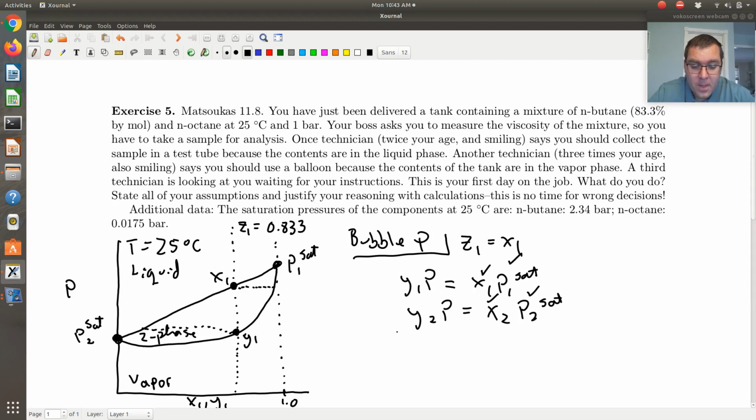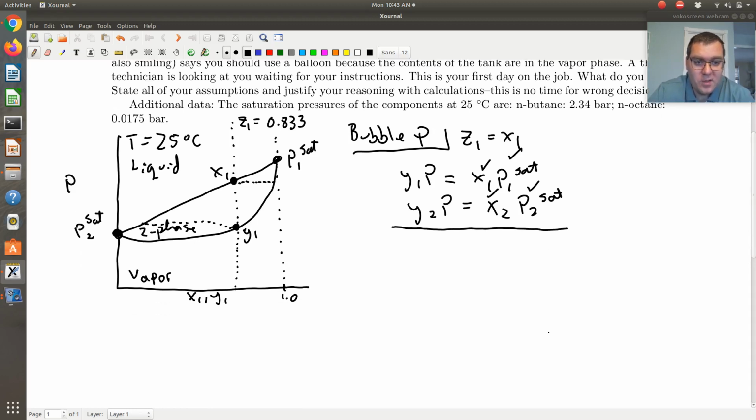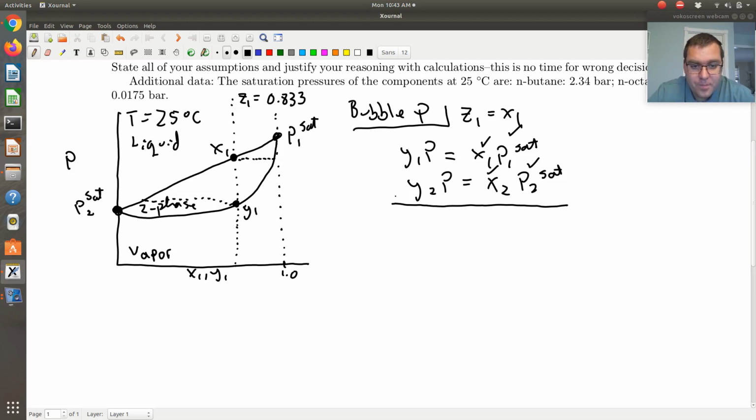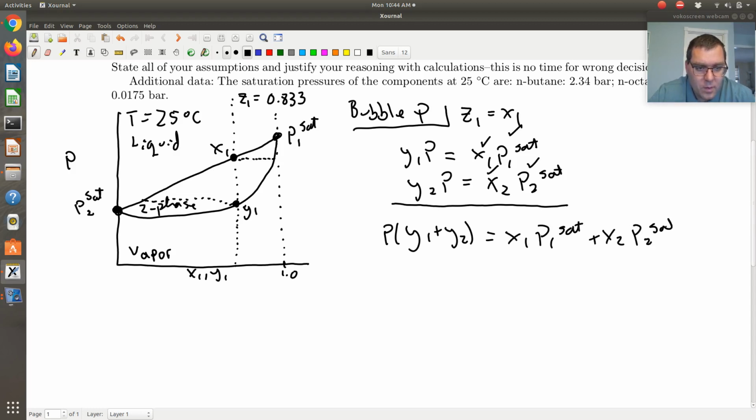I don't know Y. And so the key with the bubble P calculation is, since we don't know Y, how we eliminate Y is we just add our 2 isofugacity equations together. Okay, so on the left-hand side here, factoring out P, I get P times Y1 plus Y2. That's going to be equal to X1 P1 sat plus X2 P2 sat. Y1 plus Y2 is just equal to 1. So I end up with P bubs is equal to X1, but X1 is just equal to Z1, X1 P1 sat plus X2 P2 sat.